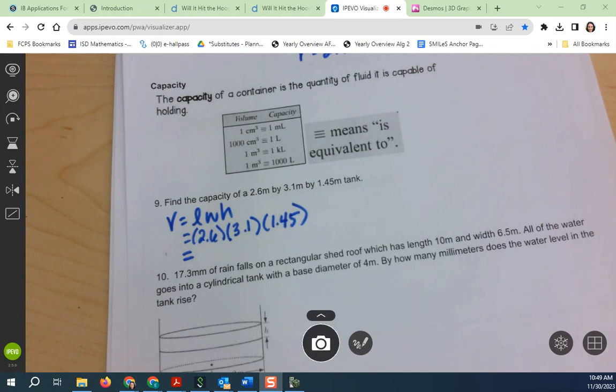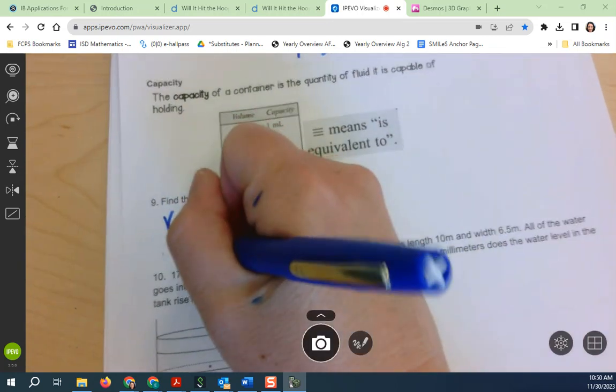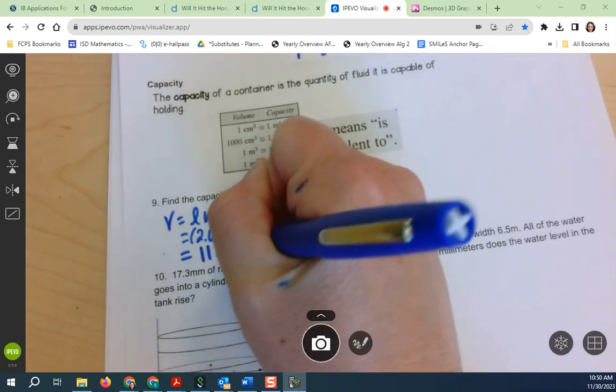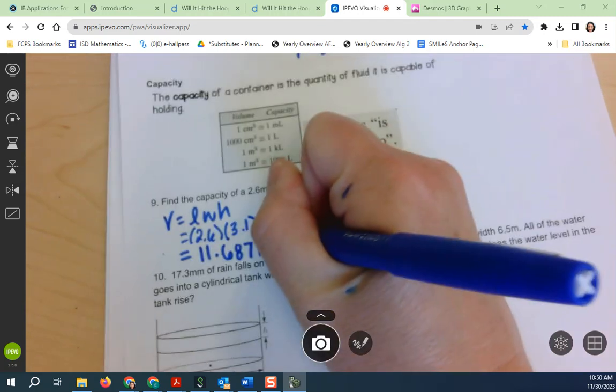Now, we didn't get a rounding on this, so I guess we should do 1 decimal place since we don't have a rounding, and that's tricky because it depends on if we're doing kiloliters or liters. I'm going to multiply it again. 2.6 times 3.1 times 1.45. Okay. Oh, so I'm getting 11.687 cubic meters.